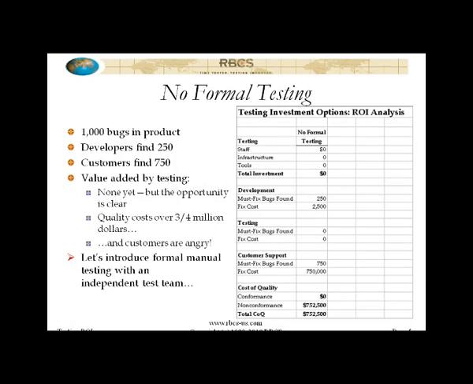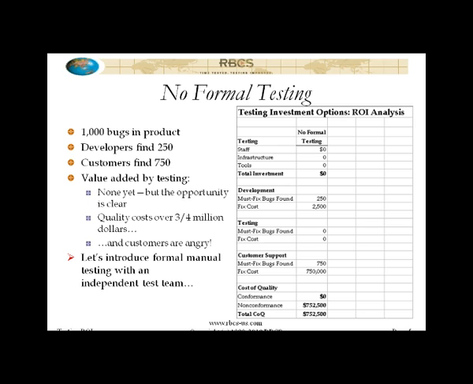So there are 1,000 bugs in the product, and let's assume that the developers in their unit testing find 250 bugs. This, by the way, is pretty typical. Unit testing has an average defect removal effectiveness of 25%, according to Capers Jones. So this is a fairly average type of number. So 250 bugs are found, leaving 750 to go out to the customers.